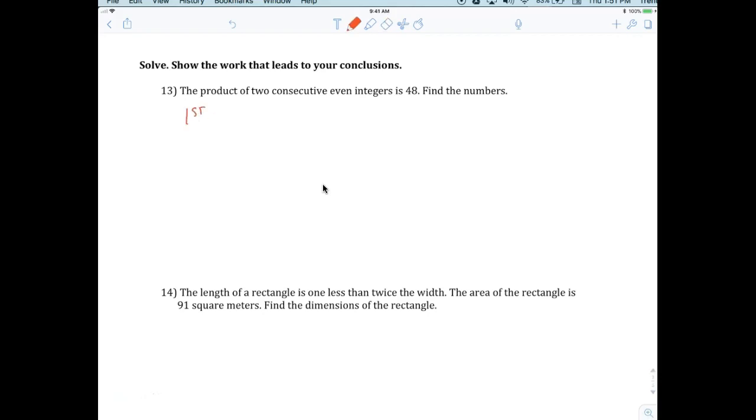No. Your first number is X. Your second number would be what? X plus 2. If you wrote X minus 2, guess what? Same thing. It wouldn't matter. But generally we say to get to the next even, we don't subtract 2, we add 2, even though your answer would be correct. So everybody with me? So I have X and X plus 2. Now, what am I doing with those two numbers? Multiplying them together. So it would say X times X plus 2 is equal to 48. Everybody with me on this?